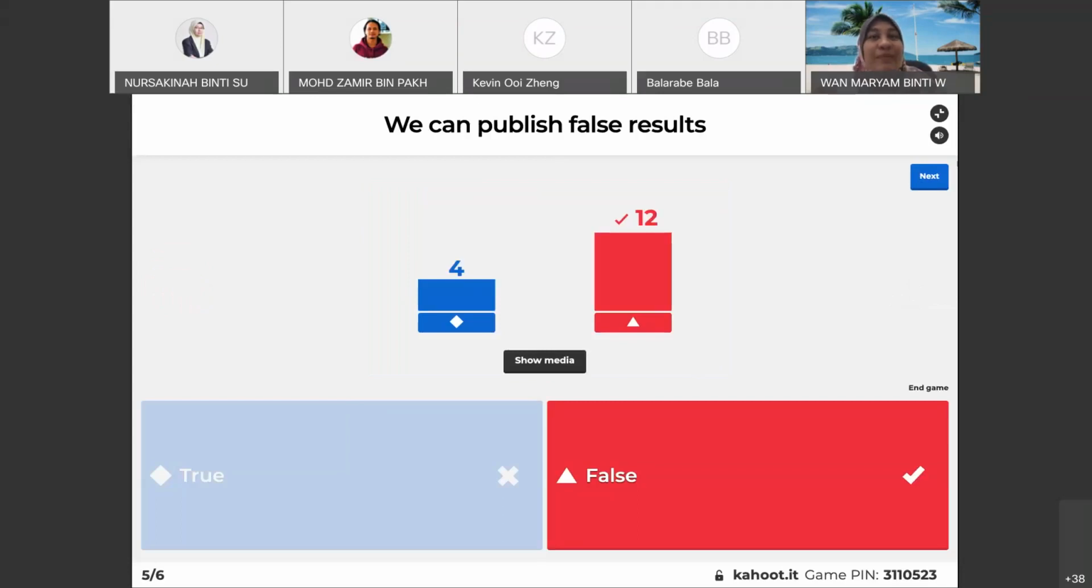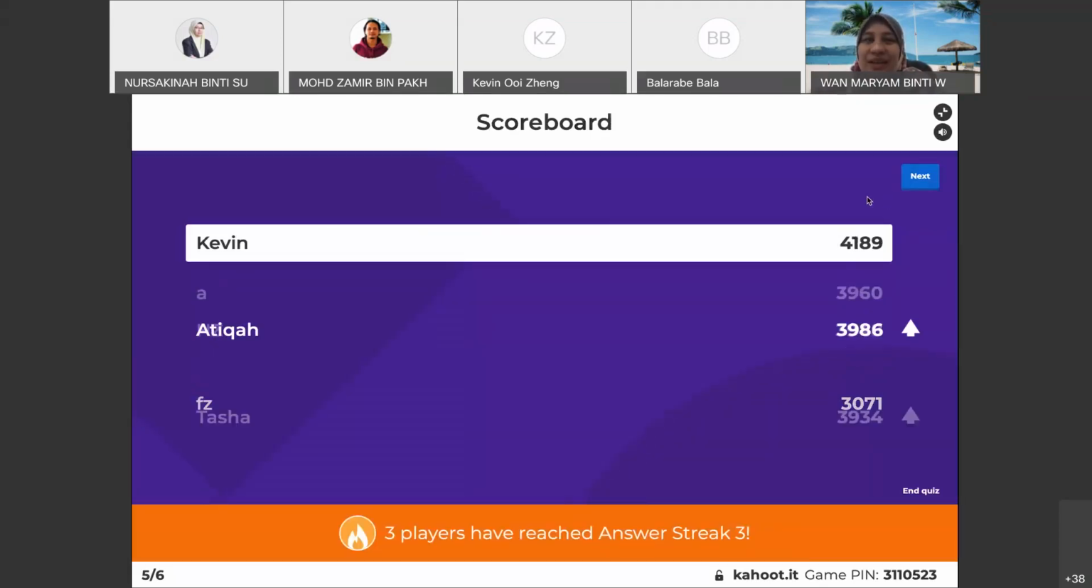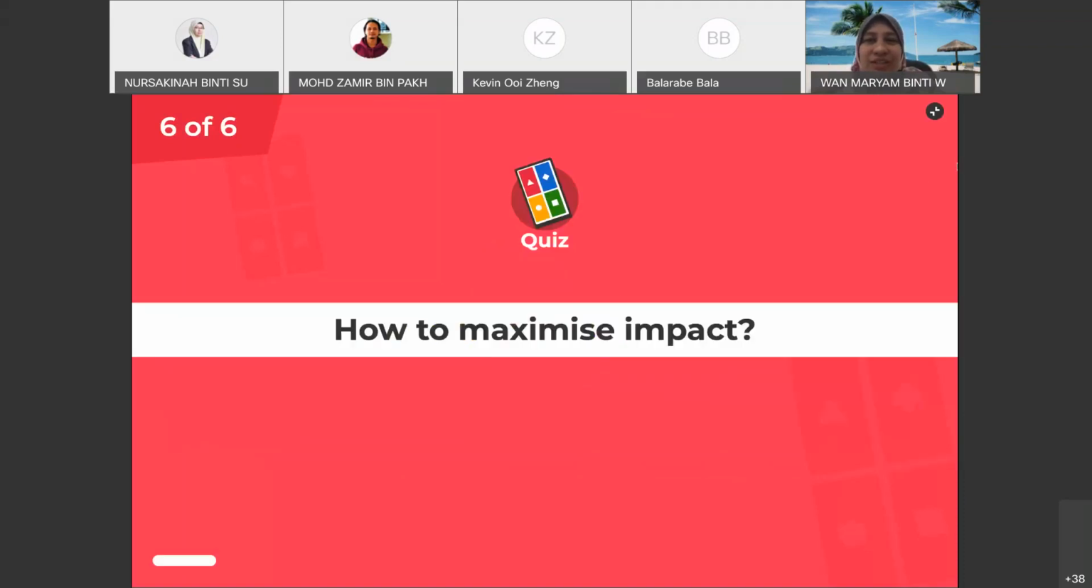Some people think that you can publish false results. Actually, you cannot. If your result is wrong, you shouldn't be publishing. You should only publish correct results. You cannot fake them. Last question.